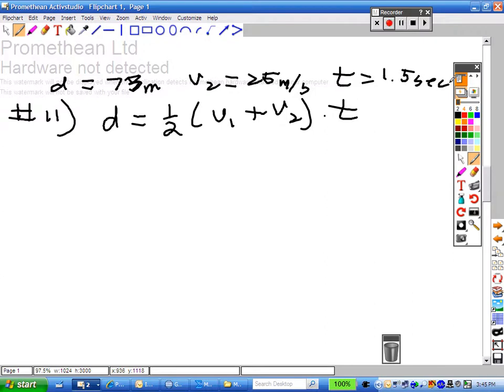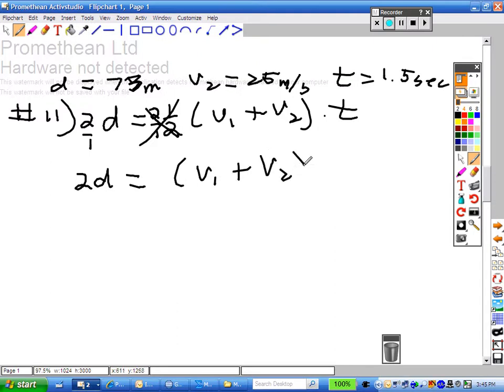Two ways to solve it. One way would be to plug everything in right now. Another way to solve it, a very reasonable way, even preferable in most circumstances, is to solve for v1 using variables first. For instance, multiply both sides by 2 to start with. If you multiply this side by 2 and this side by 2, you get 2d equals, notice those cancel, parenthesis v1 plus v2 times t. Why not get rid of the t at this point by dividing both sides by t?